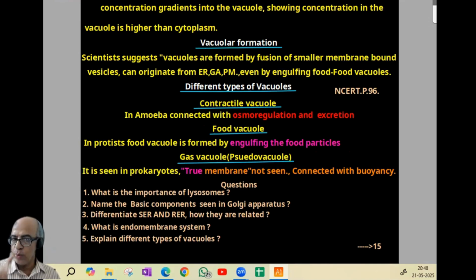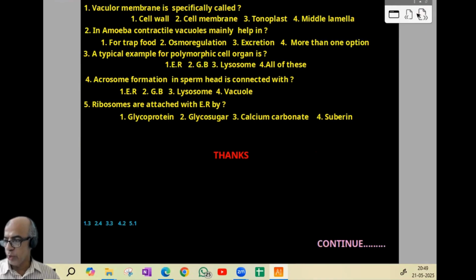Connected with the buoyancy. True membrane not seen. Covering may be there. Connected with the buoyancy. After that, 5 theory questions and 5 NEET model questions with the key as usual.